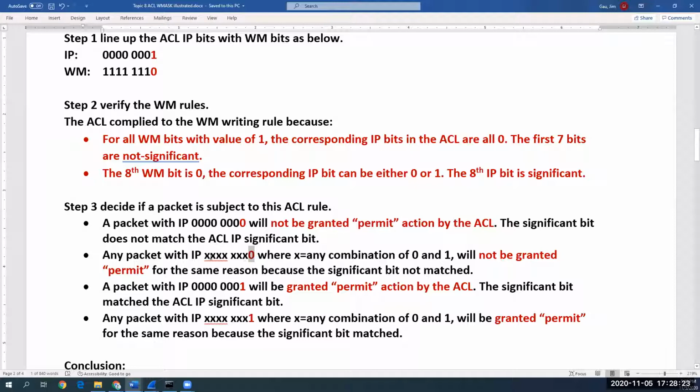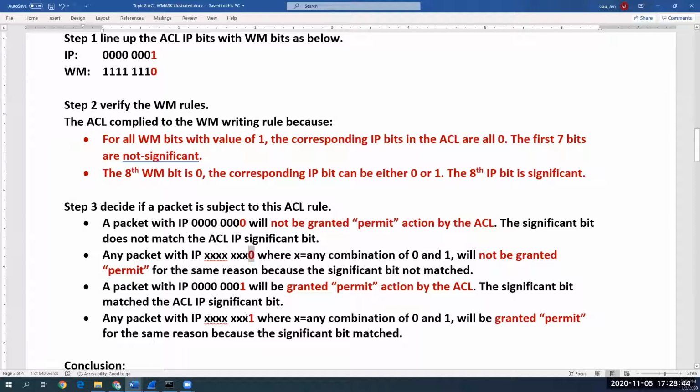So therefore, you have a lot of them. It will not be applied. It will not be granted with the permit. Now, the third one tells you that if you come in with the packet, its IP is 7 zeros in the front, with 1 here, it's like a perfect match. But it doesn't have to be, because I already tell you here in the next line.